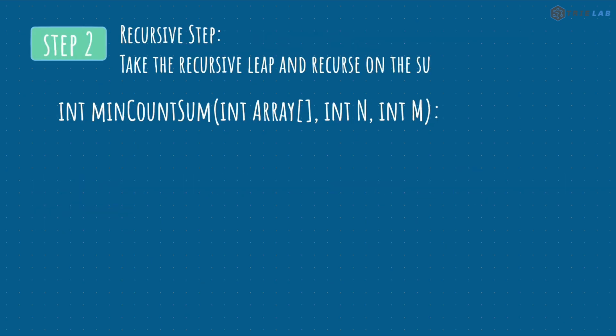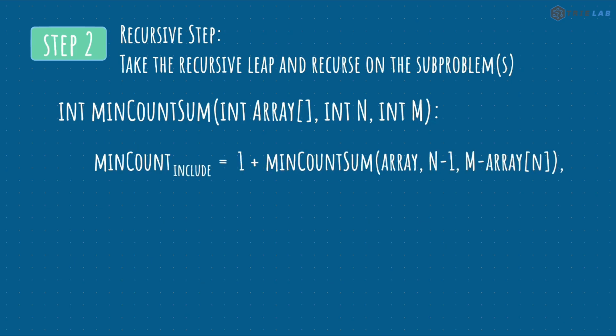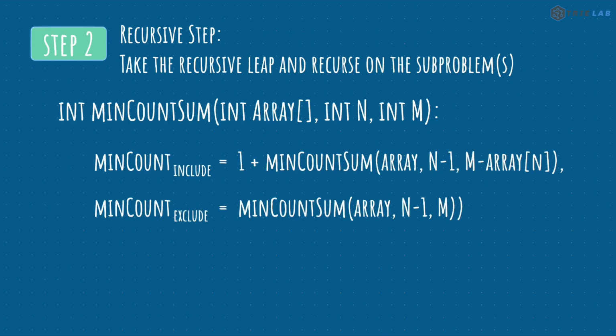Now the recursive step is similar to what we have seen earlier, where we take a recursive leap of faith to recurse on the subproblems identified. So we have 2 choices. If we include n, we need to recurse to find the minimum number of elements to form the sum of m minus the value of the nth element using just the n-1 elements remaining. And in this case, since we are including this nth element, the total count becomes 1 plus the result from the subproblem. And if we go ahead and exclude the nth element, we need to find the minimum elements required with the remaining n-1 elements to form the sum of m. And in this case, we simply recurse on the first n-1 elements with the sum as m.